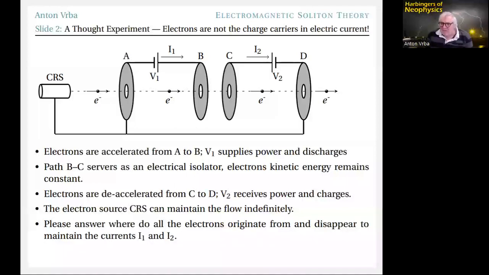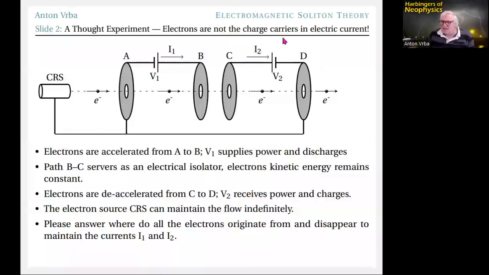This configuration took me ages to find to work. Basically, from A to B, the electron accelerates and the battery discharges. Between B and C, nothing happens. From C to D, the electron decelerates, and the battery charges. Now, the question is, if I keep this electron beam going forever, I cannot explain I1 and I2 as a flow of electrons, and the Drude theory with the quantum adaptation by, I think, Sommerfeld is the model for electric current.